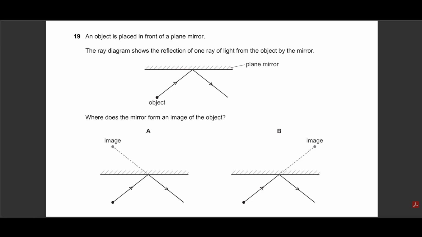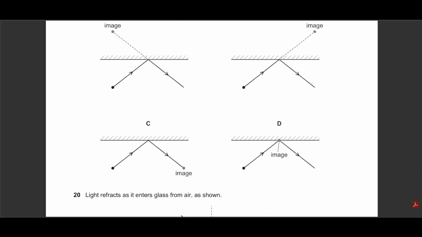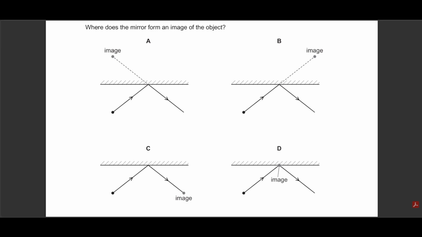So the first thing we do in these questions is that we measure the distance from the object and we measure the same distance inside the mirror and place the object over there. So this will be my image. So the image has to be directly in front of the object, which appears to be only option A. But let's explore this further.